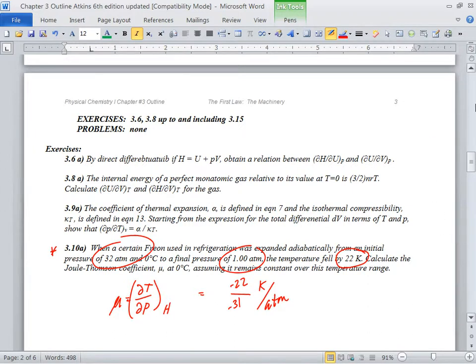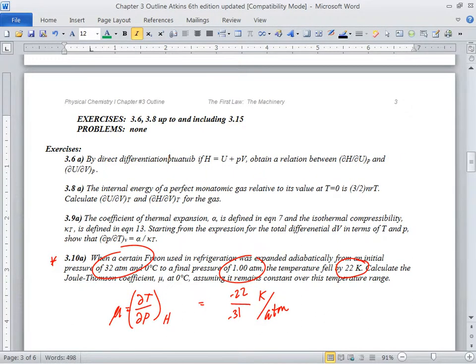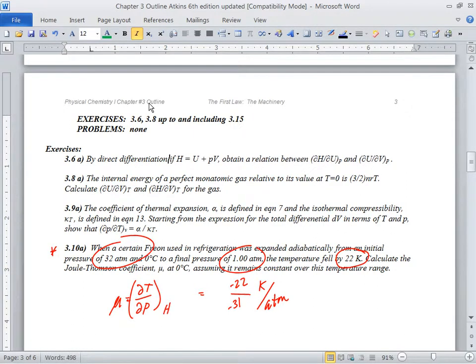So what the heck happened here? By direct differentiation. So let's go back up to the top. Number 6.